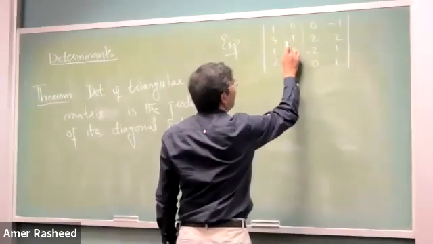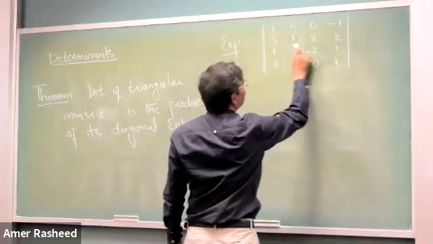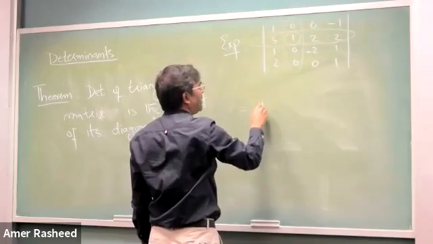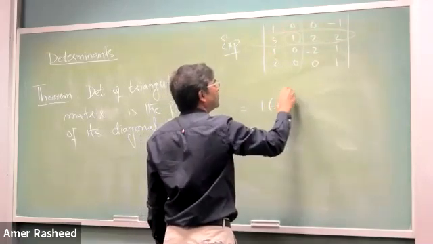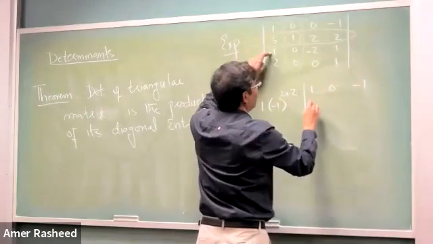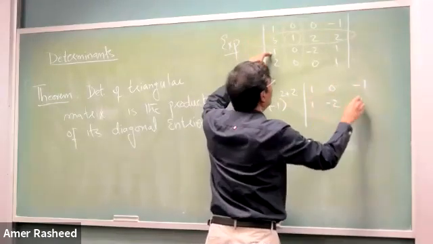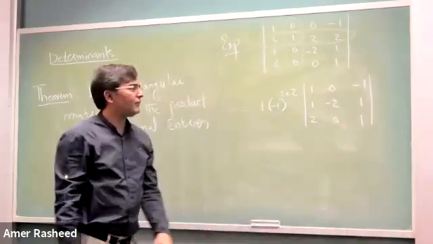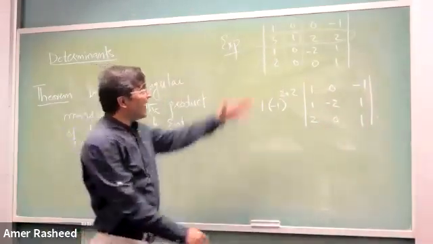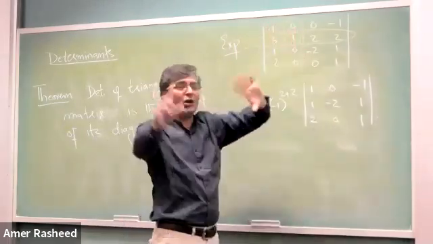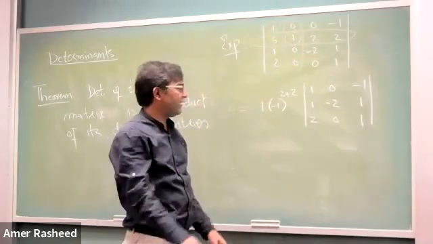What will happen? This element is 1. First, delete the second row and second column. What you get here: 1, negative 1 raised to power 2 plus 2, minus 1, 0, negative 1, 1, negative 2, 1, 2, 0, 1. Okay? Cofactor expansion is easier for me because for one element I wrote it, and your order has decreased.